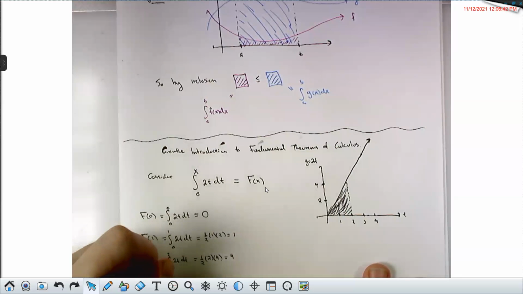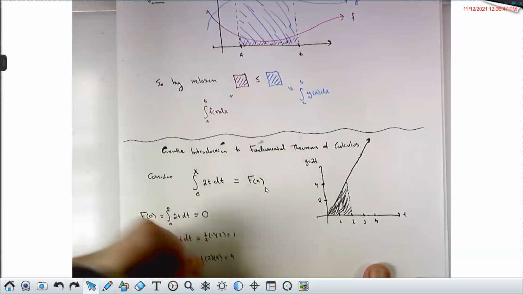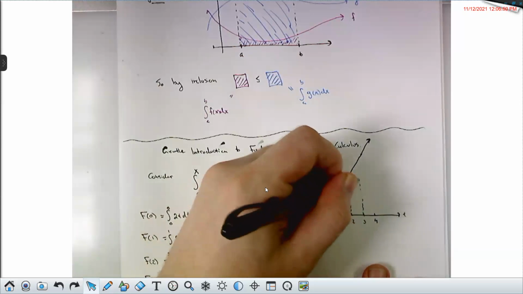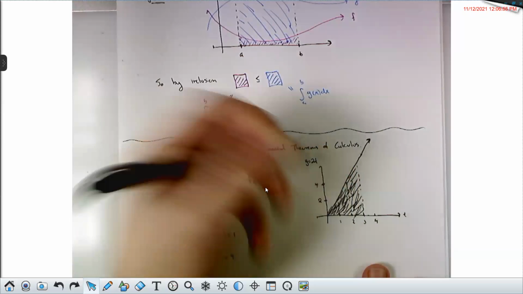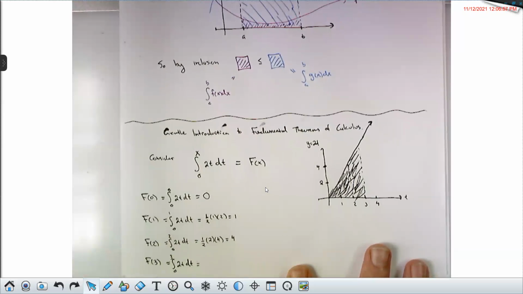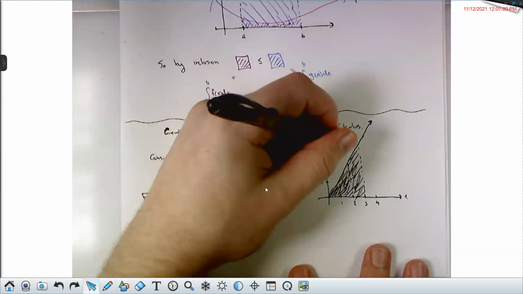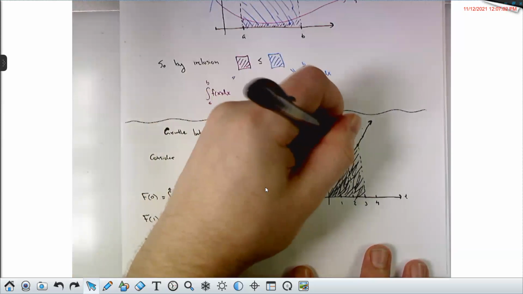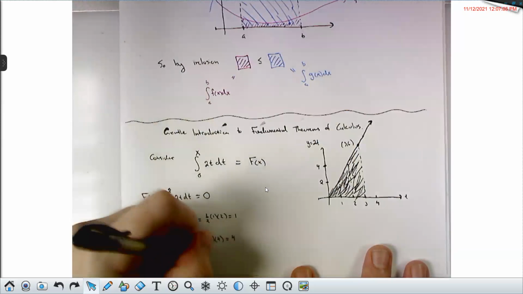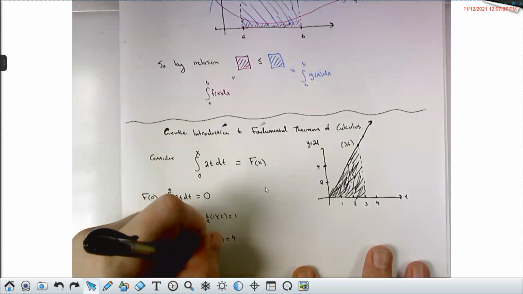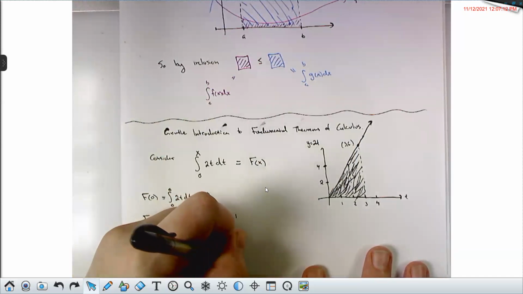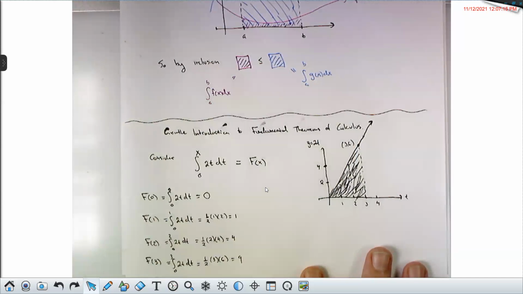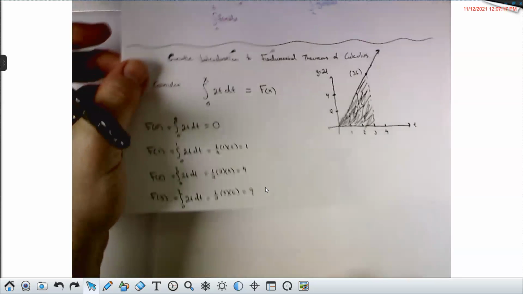If I want f of 3, that would be the integral from 0 to 3 of 2t dt. So that would be the area of this triangle. And the height there, this point right here is (3, 6). So that's 1/2 times his base, which is 3, times his height, which is 6, which is 1/2 times 3 times 6, or 3 times 3 is 9. And I'll do one more.